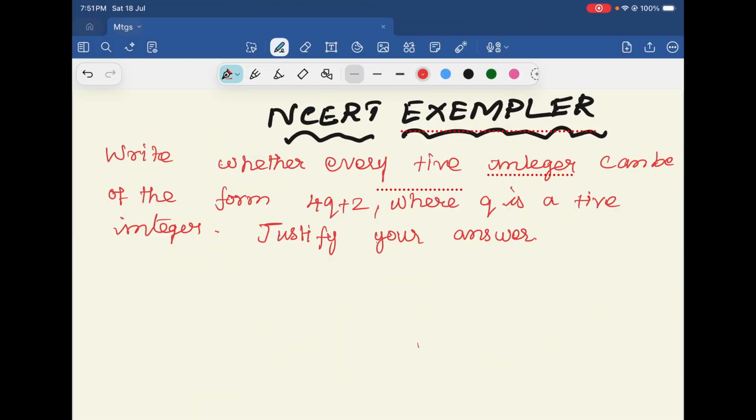I am Vimal Aswath. I am going to teach for 10th standard. The chapter is real numbers. These are the important NCERT exemplar problems.